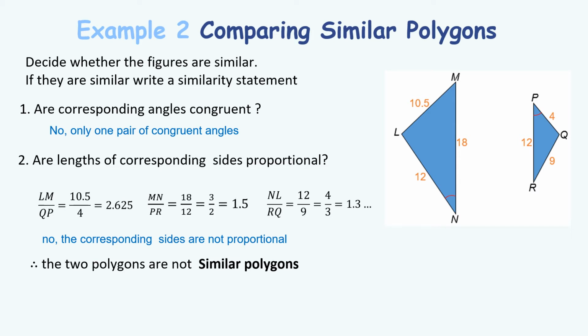For two polygons to be called similar polygons, both of these conditions, corresponding angles must be congruent and corresponding sides must be proportional, must be followed. If we want two polygons to be similar, both of these conditions must be true. So these two polygons are not similar polygons.